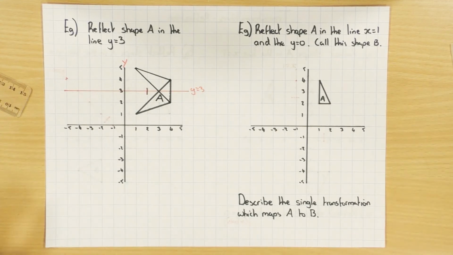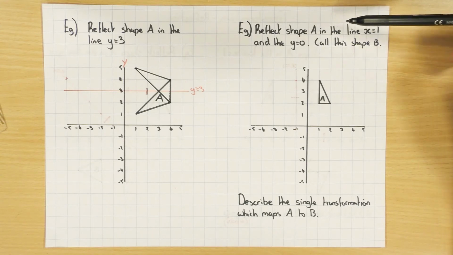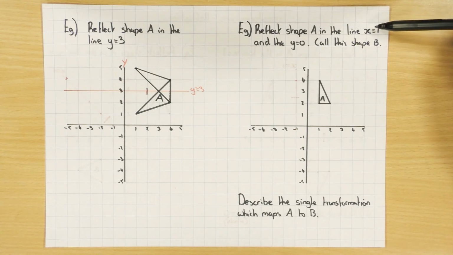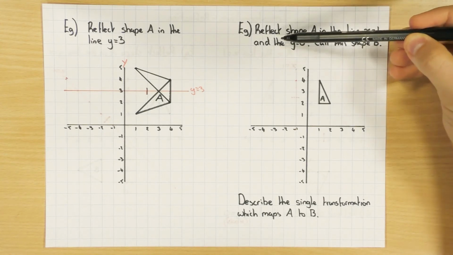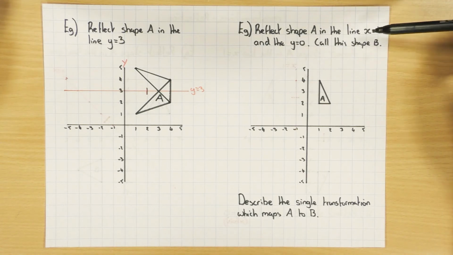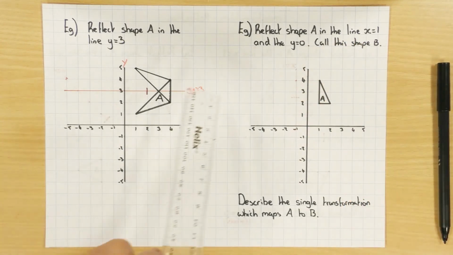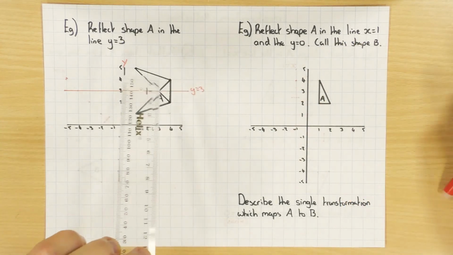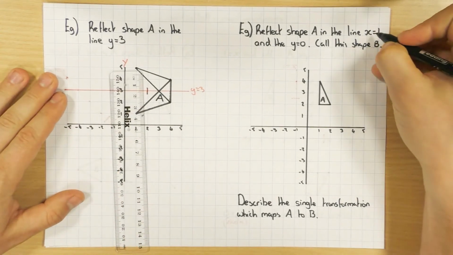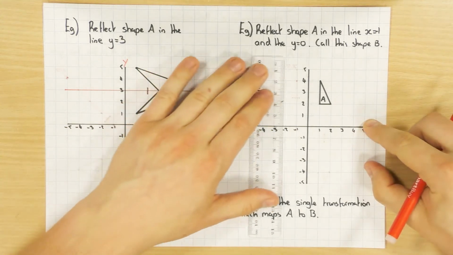Okay, the final thing that could be asked is something like this. It says reflect shape A in the line x equals 1 and then do it in the line y equals 0. So there's 2 things we're doing here. Let's do the first one together. So the first one here, the line x equals 1. Sorry, I think that's meant to be -1, so I'm just going to quickly change that. -1. Okay, so here we go then.